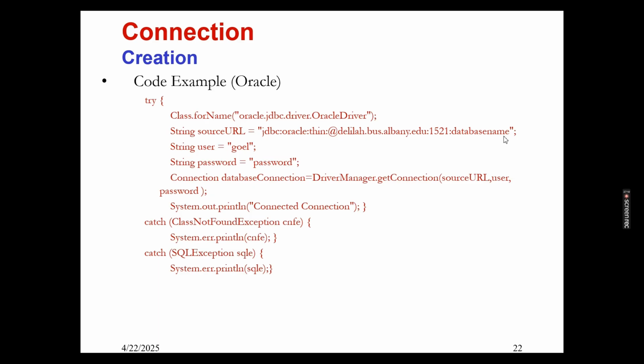Okay, you can give your required database name, and then the username and password. So now you can mention this URL, username and password within your get connection method. There you can mention your URL, username and password. Then we will give the message as connected connection.